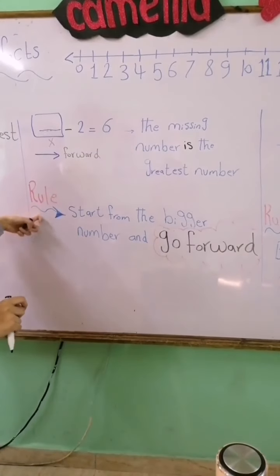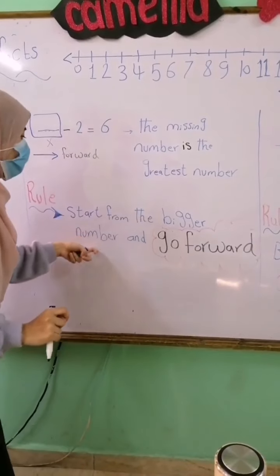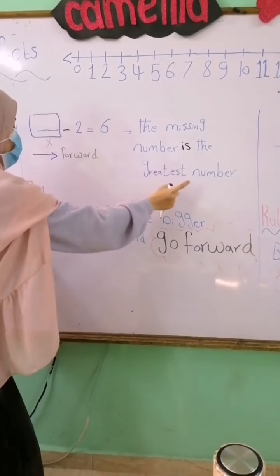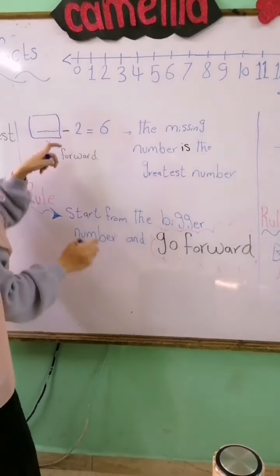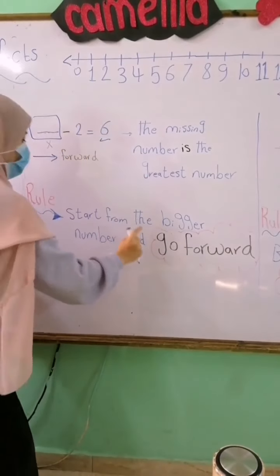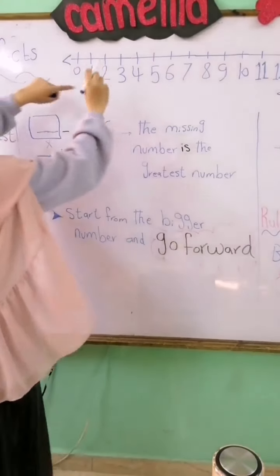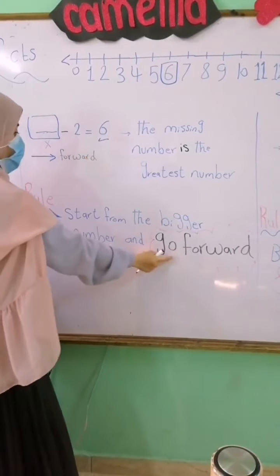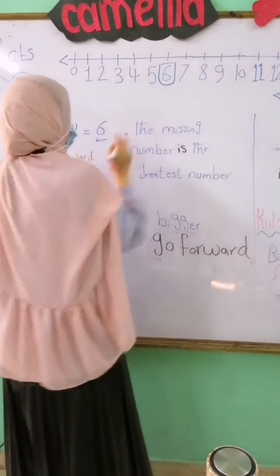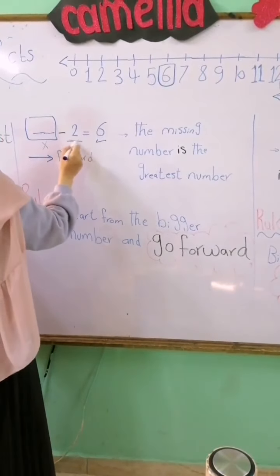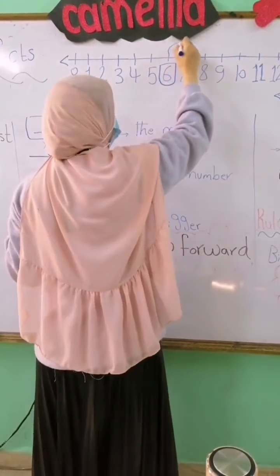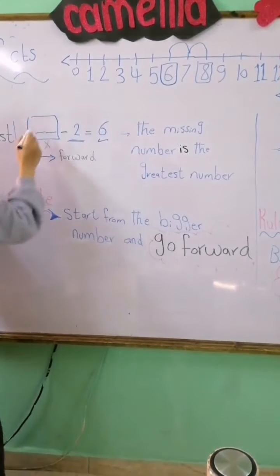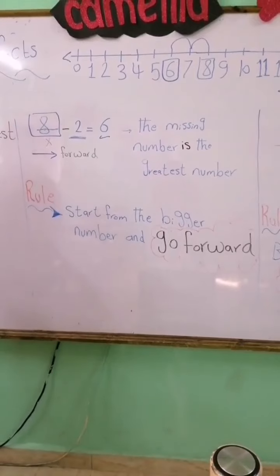Okay, he told us the rule: start from the bigger number and go forward. If the missing number is the greatest number, start from the bigger number. Where's the bigger number? 6. And go forward. Let's see, where's 6 on the number line? Here. Then go forward. How many steps do we go? 2. 1, 2. So the answer is 8. 8 minus 2 equals 6.